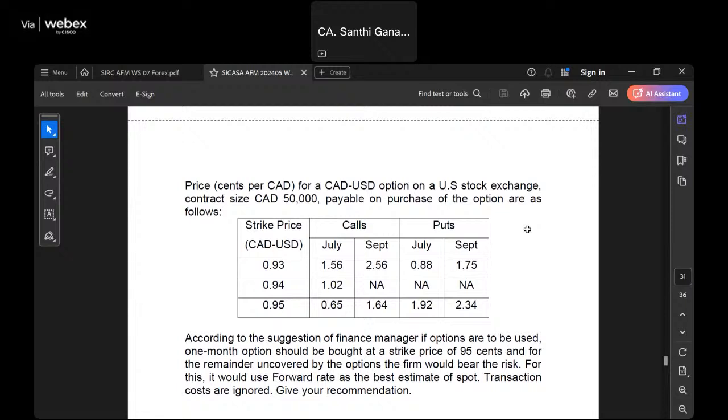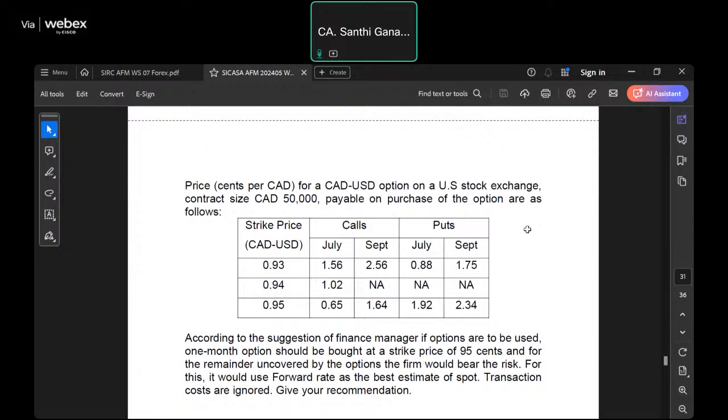So what is our final conclusion? We have to consider the amount payable under the option. That is when you exercise the option. Anyway, 3 months option premium also we should pay, but the premium would be paid upfront. And what is uncovered by the option? We will use the forward rate as the best estimate of spot. So what is the total amount?